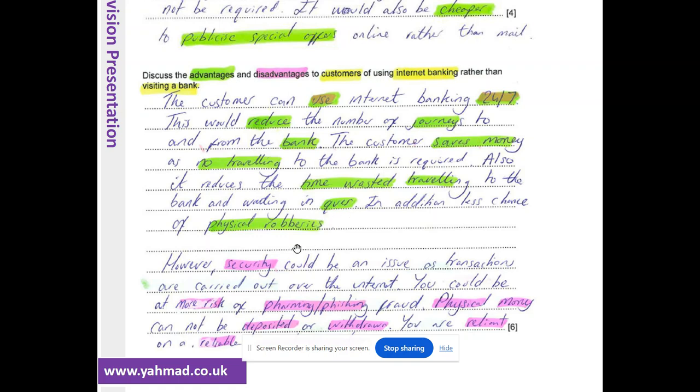In addition, there is less chance of physical robberies. You're not going to the cash point or to the bank to take out money or to transfer money, so that reduces the risk of physical robberies. However, security could be an issue as transactions are carried out over the internet. There could be more risk of pharming and phishing fraud. Physical money cannot be deposited or withdrawn, and you're reliant on a reliable internet connection.